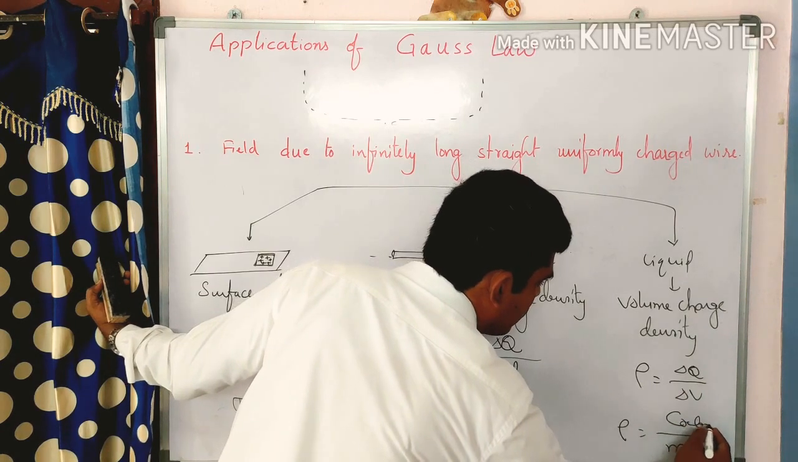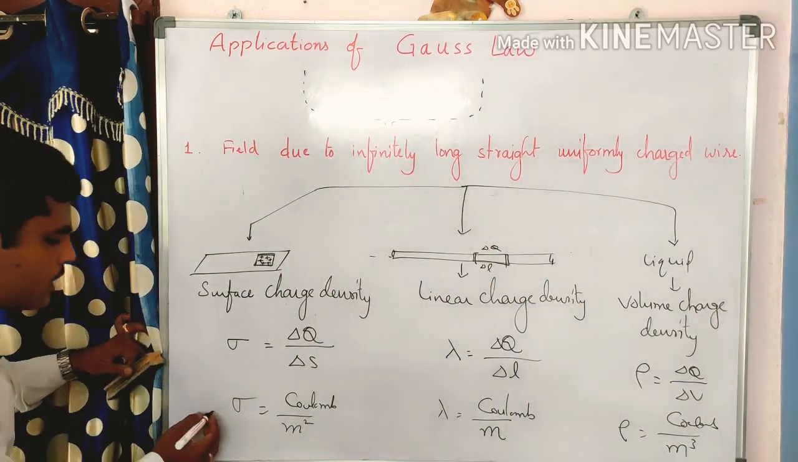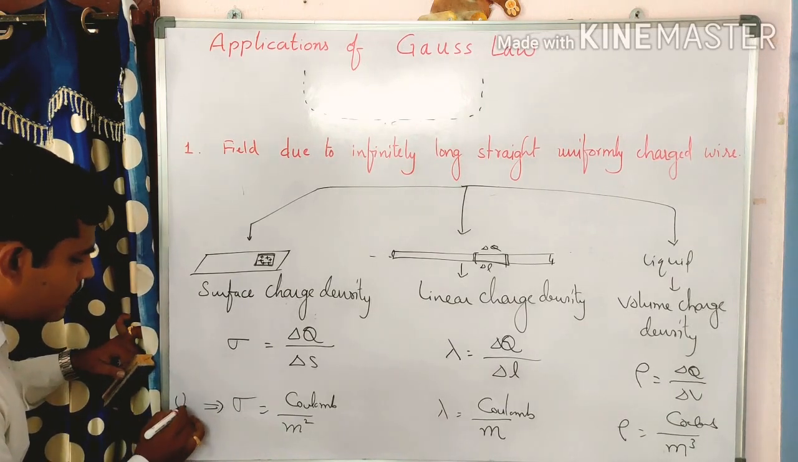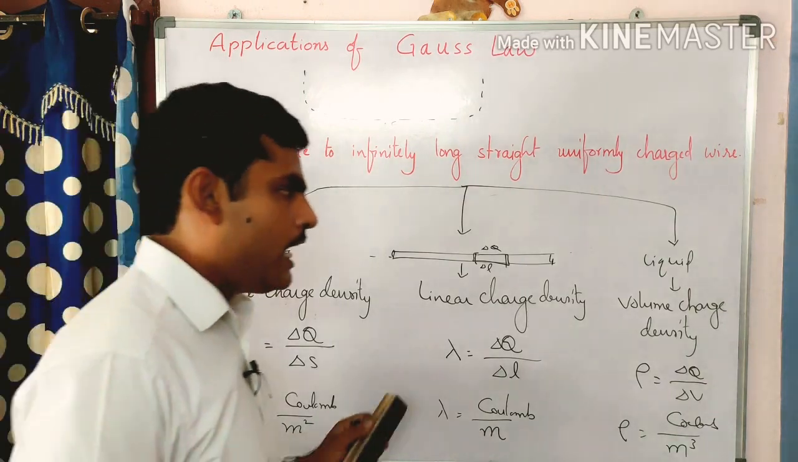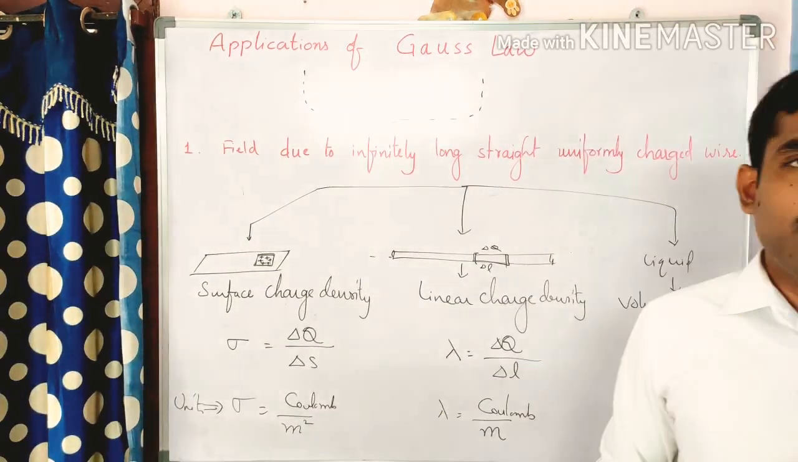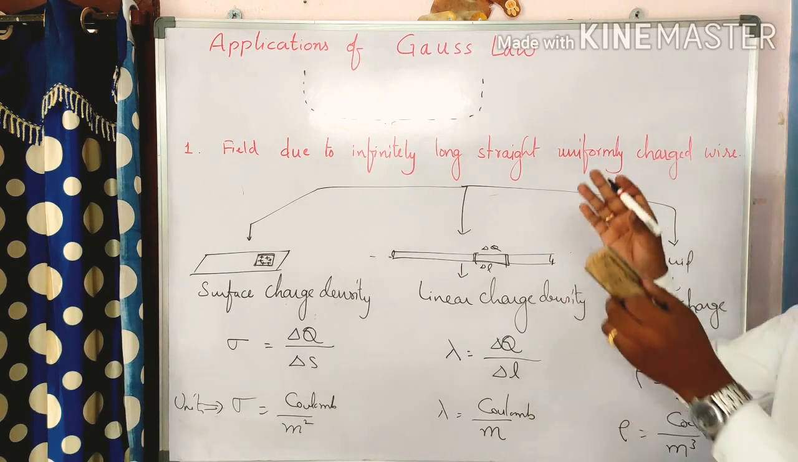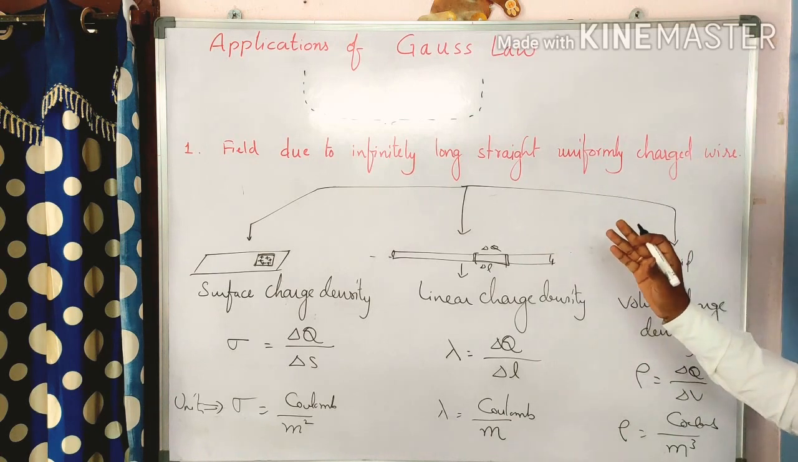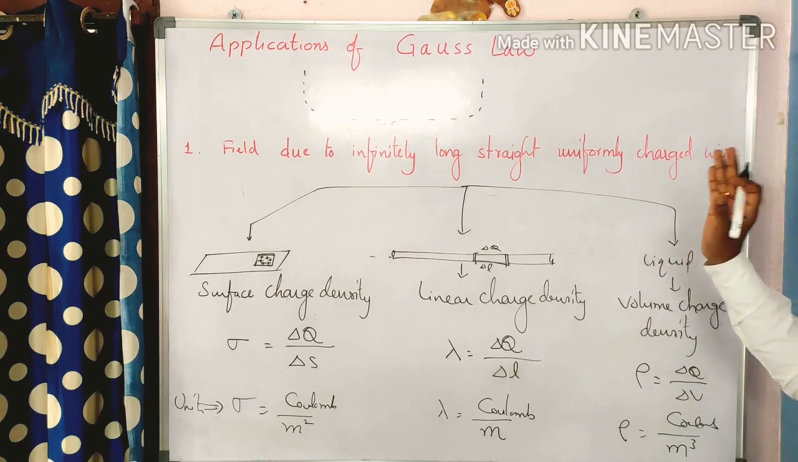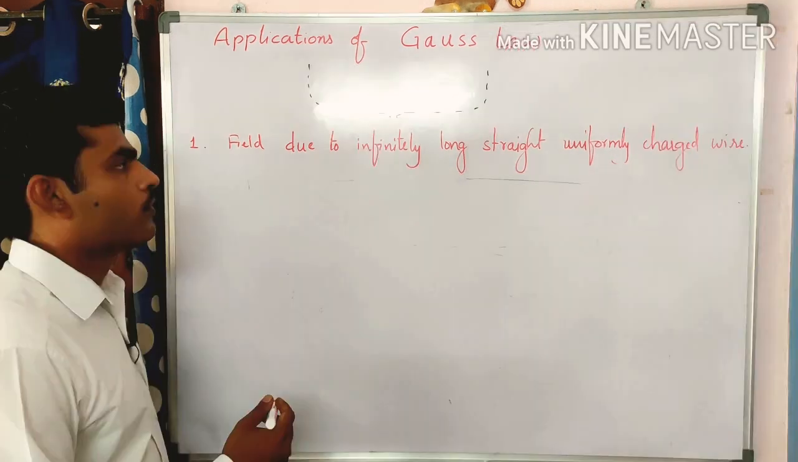Coulomb per meter cube, coulomb per meter square. These are the units of surface charge density, linear charge density, as well as the volume charge density. Right? Now we will go into the applications of Gauss law. Field due to infinitely long, straight, uniformly charged wire. This is the first application.